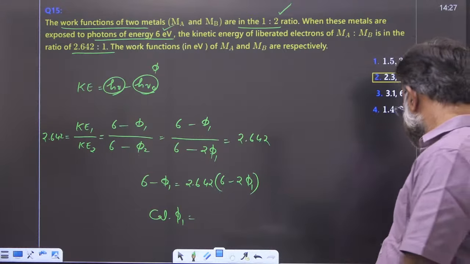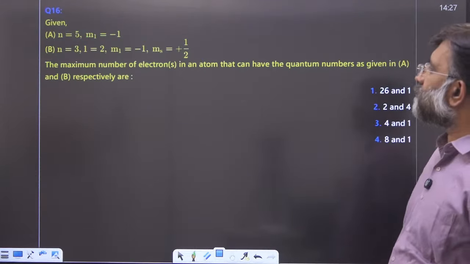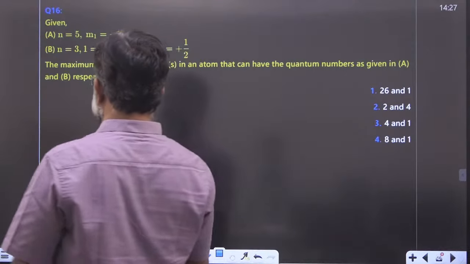Okay, next one. അടുത്ത ചോദ്യം. Question number 16.